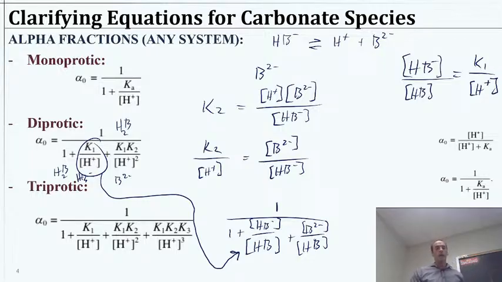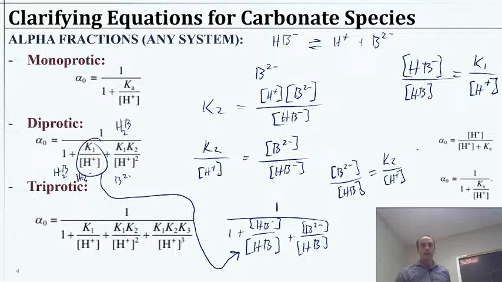So when we're trying to deal with a situation where we have B2 minus, and we don't know what B2 minus over HB is, well, instead of writing it that way, we can say that B2 minus over HB should be K2 over H plus times K1 over H plus.